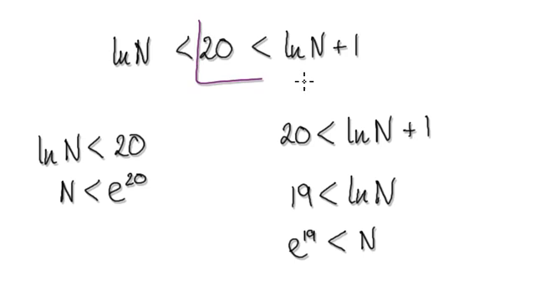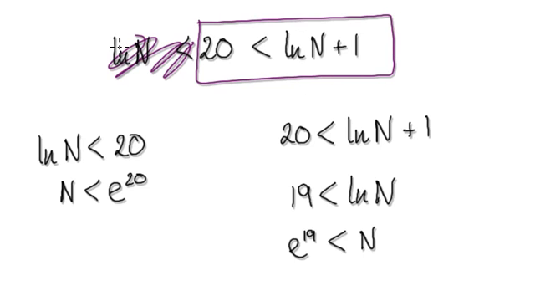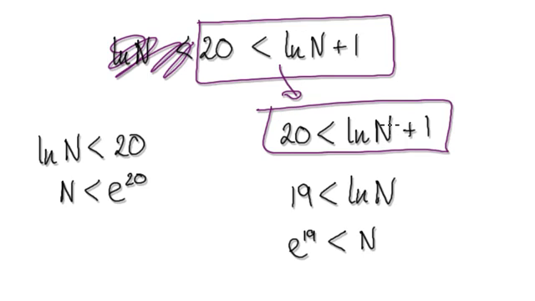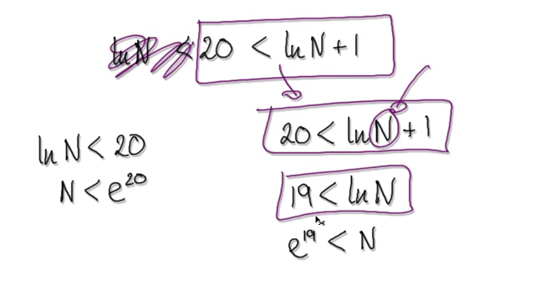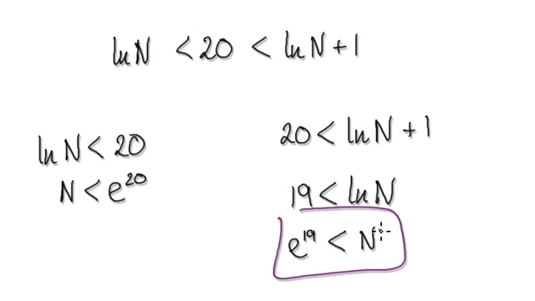Now let's look at this side. So forget about this for the time being. So let's just look at this side here. So it is the capital N that we are seeking. So take away 1 from both sides. That will then give us this. Exponentiate both sides. That will then give you this. So capital N must be bigger than e to the power of 19.